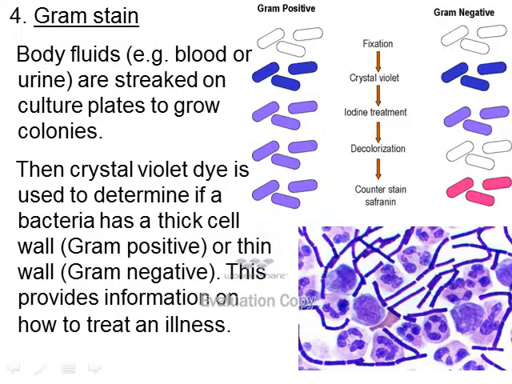I mentioned the gram stain earlier. It refers to how thick the cell wall is. So if we're treating a patient, we'll take some body fluids, such as blood or urine, streak them on a plate, grow them into colonies, and now we have lots to work with. We'll stain some of the bacteria with crystal violet, determine if it has a thick cell wall, which is gram-positive, or a thin gram-negative sort of wall. And that helps us treat that patient.